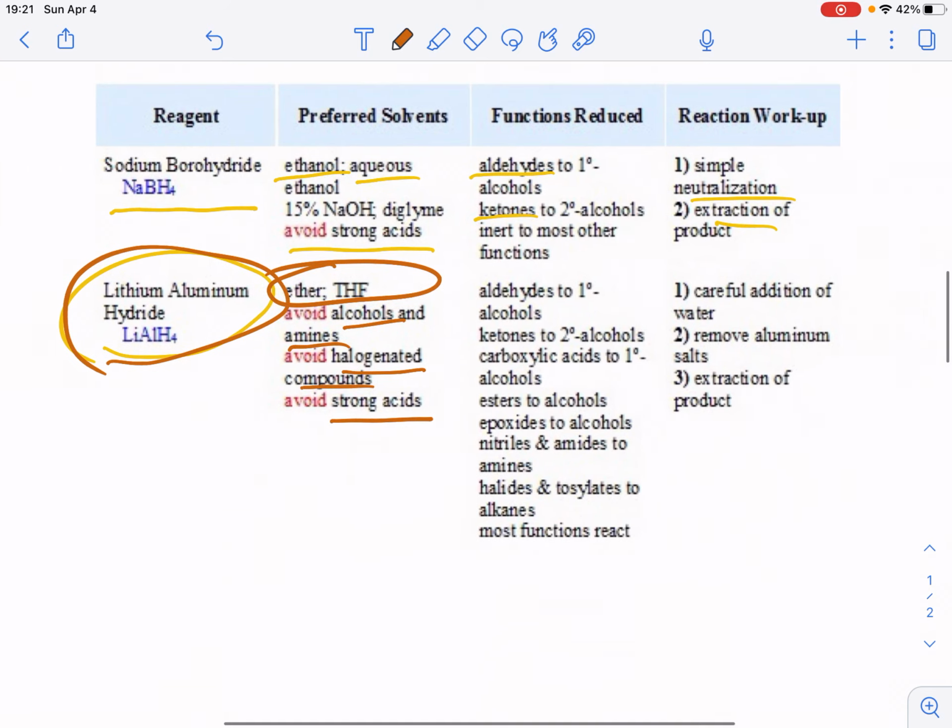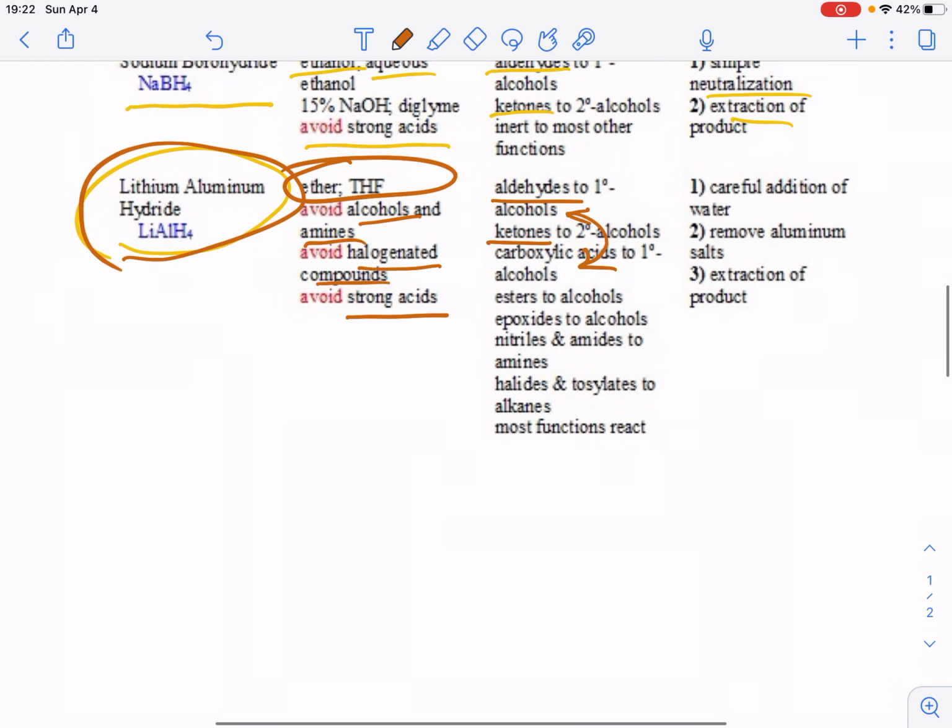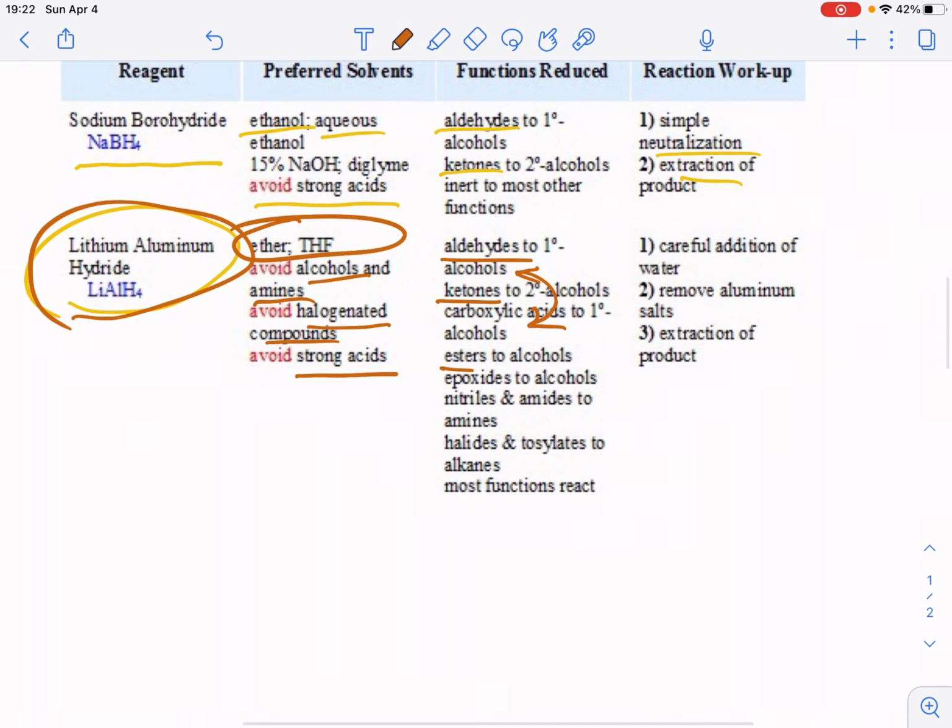Then let's talk about how they will react. Well, similarly with sodium borohydride, it's going to reduce aldehydes and ketones into alcohols. These are the same, right? However, when it comes to esters, sodium borohydride wouldn't work on esters. However, lithium aluminum hydride can reduce them to alcohols.